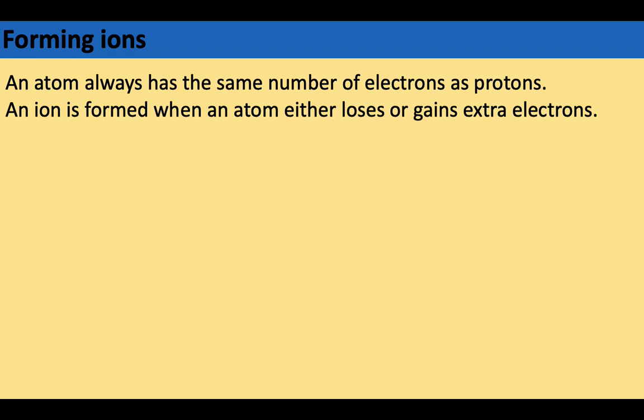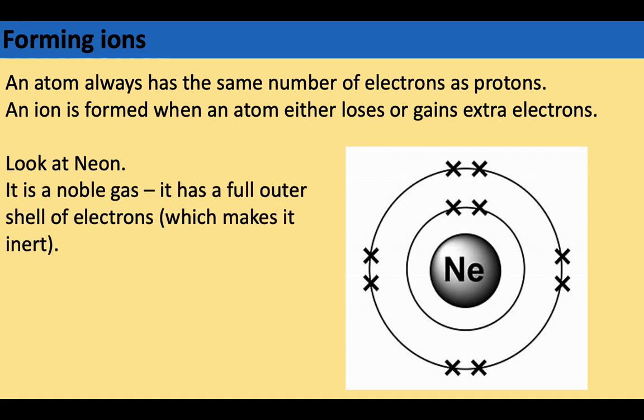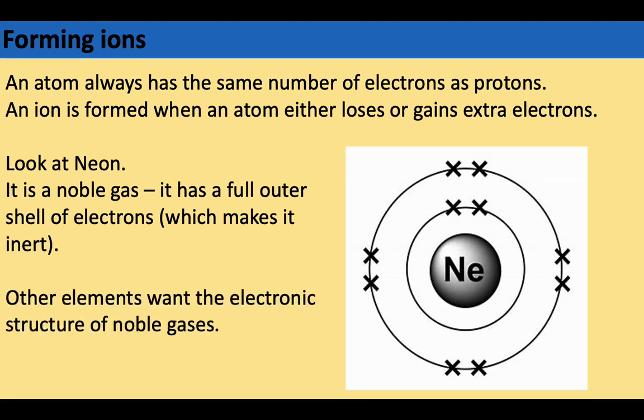They are charged particles. Let's step back a minute. So we're going to look at neon. There it is. It's a noble gas and it's got a full outer shell of electrons, which makes it inert. Okay, so it's unreactive. That's what that word inert means. Now, other elements, they want the same electronic structure as the noble gases. So they want a full outer shell of electrons.